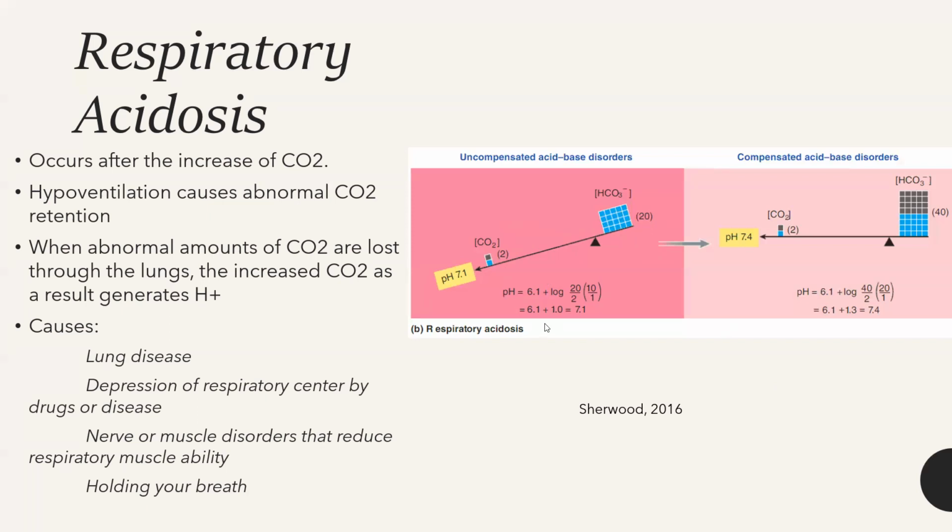So in respiratory acidosis, again, this is caused by an abnormal increase of carbon dioxide, which can be caused by things as complex as lung disease to things as simple as holding your breath. So moving on.